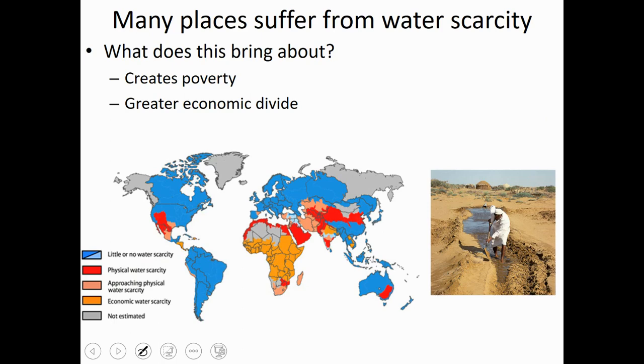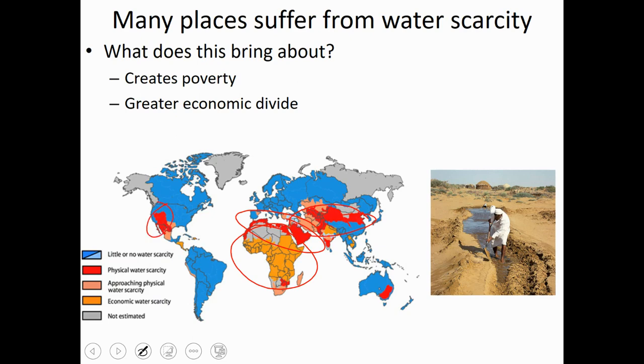Okay, let's talk about water scarcity real briefly. And we can see that when we look at a few areas. So economic water scarcity, and then we look at physical water scarcity. So areas that are really struggling with water.